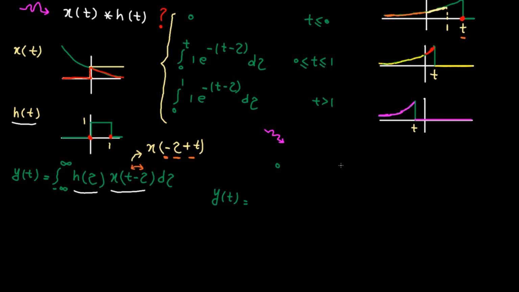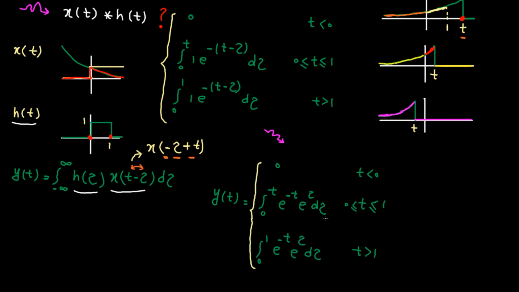y(t) is 0 for t less than 0. I'm going to break the exponential function into two exponential functions like this. The same story for the next integral. Now look at this integral. The variable here is tau. The first exponential term is a function of t and has nothing to do with tau. So you can treat it as a constant and bring it out.